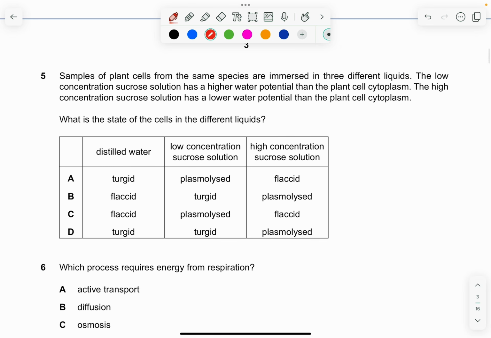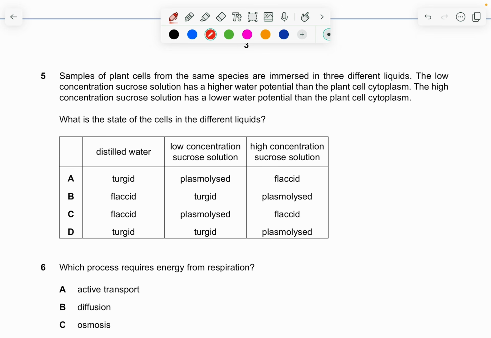So question 5. Samples of plant cells of the same species are immersed in 3 different liquids. The low concentration sucrose solution has higher water potential than the plant cell cytoplasm. The high concentration sucrose solution has a lower water potential than the plant cell cytoplasm. So what is the state of the cells in different liquids?